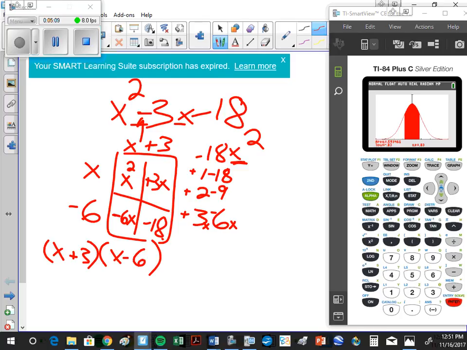2 and 9 would make 7. Not right, not 3. Factor, factor, factor, factor, factor. Okay.